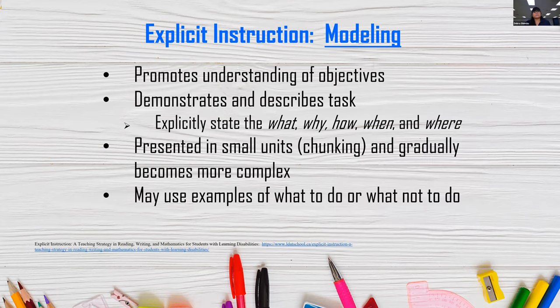So explicit instruction with modeling: this step consists of the teacher demonstrating a task for a student and describing exactly what is being done as it is being done. The goal of this modeling step is for teachers to explicitly state the what, the why, the how, the when, and the where of what they are doing, right? The information you are giving them. You want to present this information in smaller units and then gradually go up in a sequence. It usually ranges from simple to more complex, right?